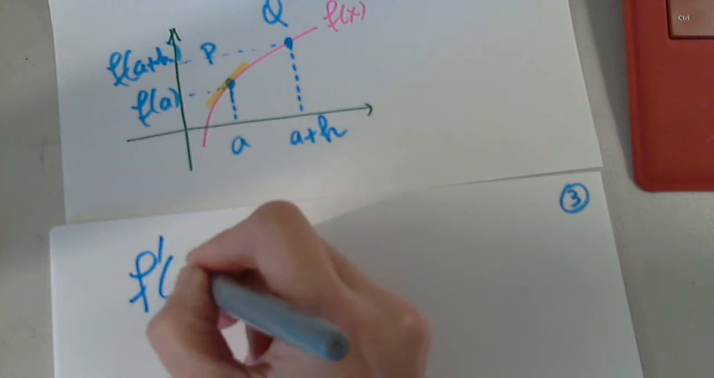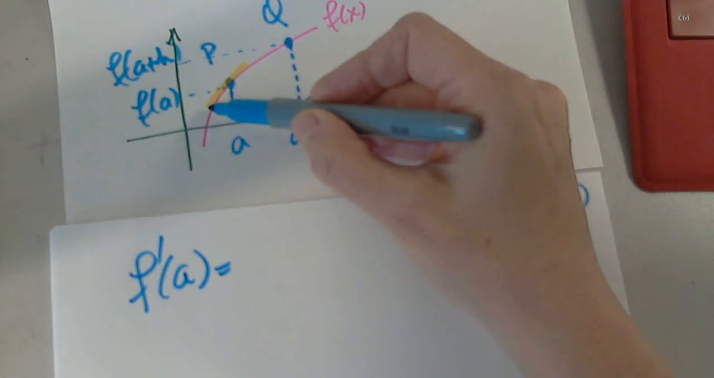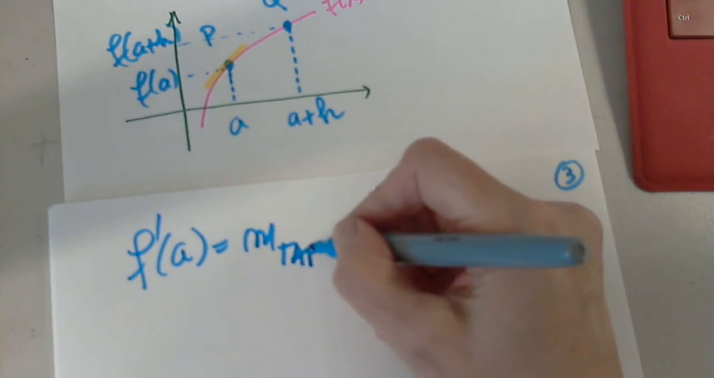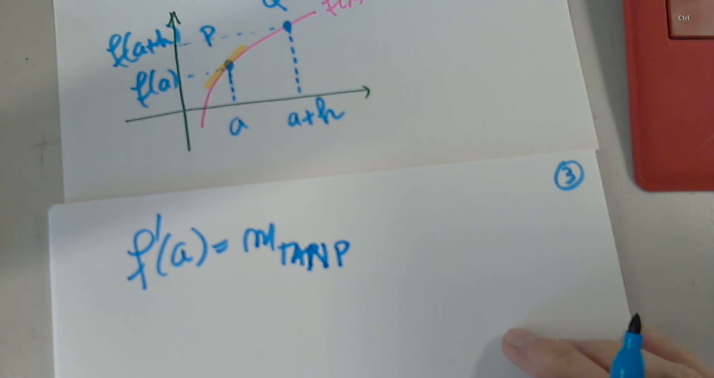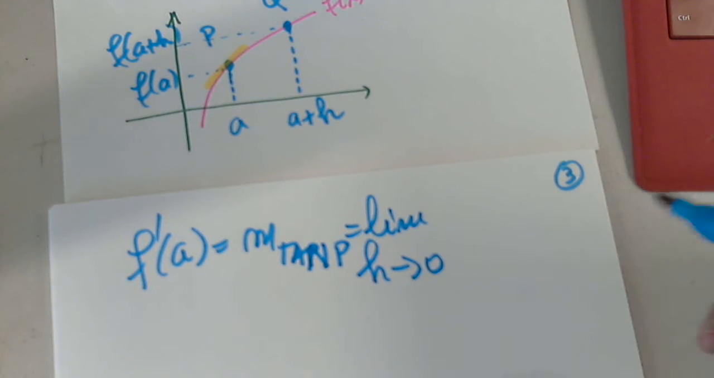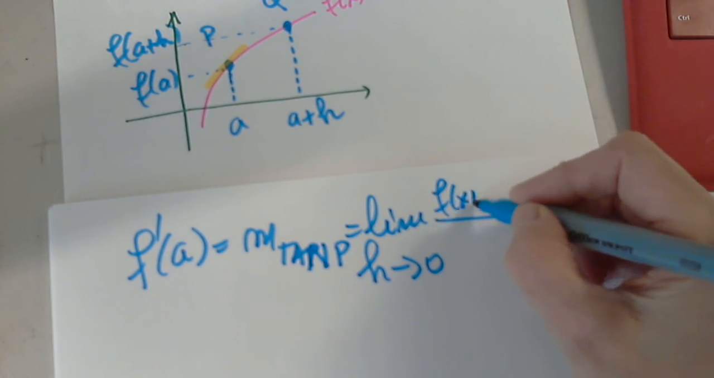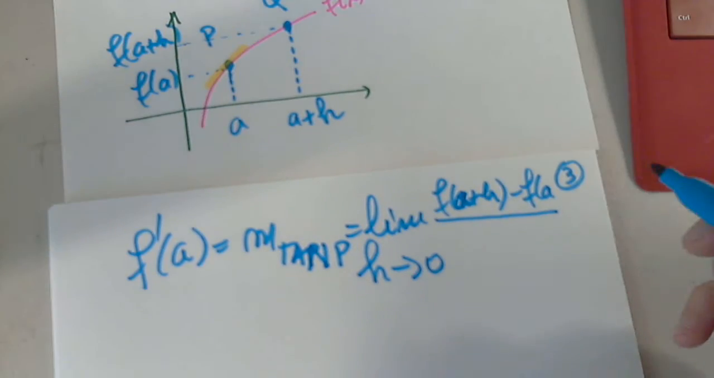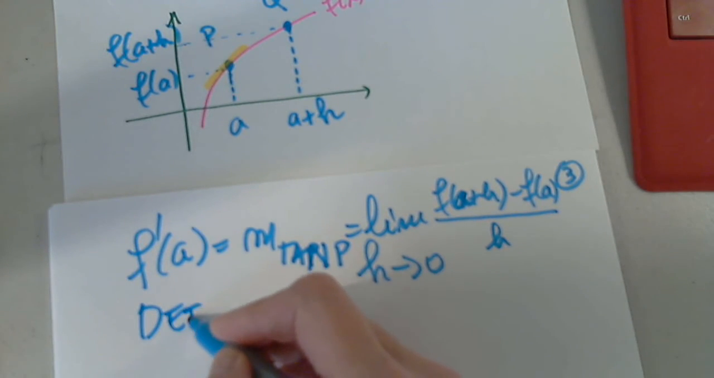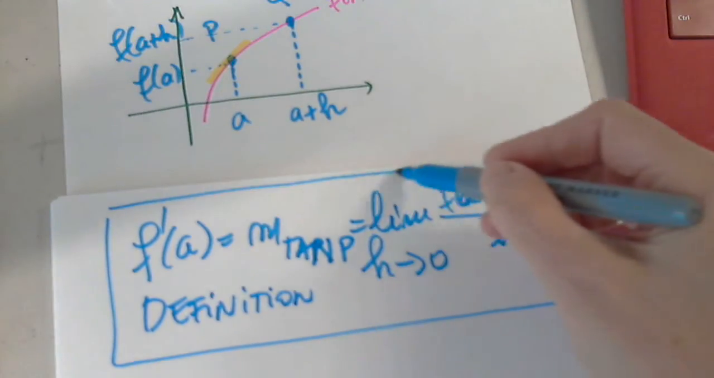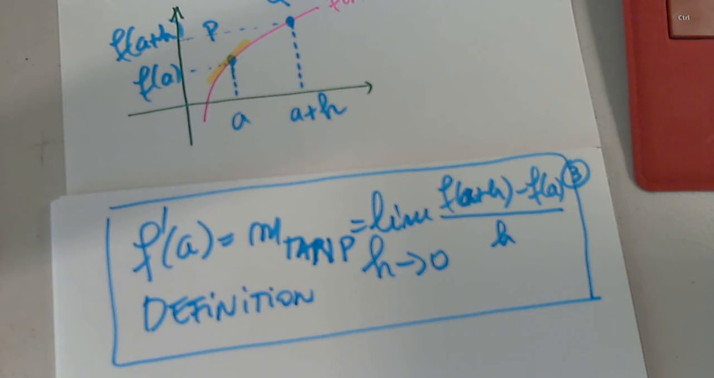And we want to determine the same thing. So we want to determine f prime of A, which is the slope of the tangent at P. So this is definitely the limit as h approaches 0 of f of A plus h minus f of A, divided by h. This is the other definition for the same thing, for the rate of change of the function at a point.